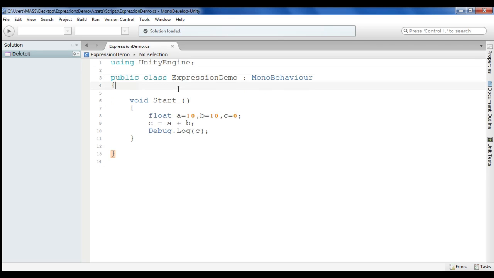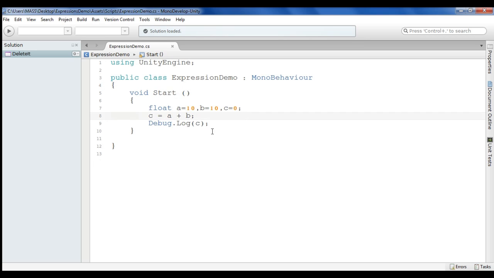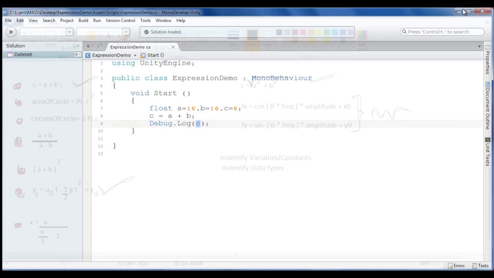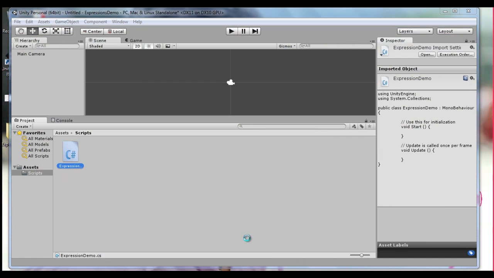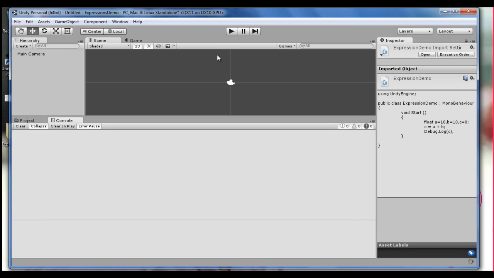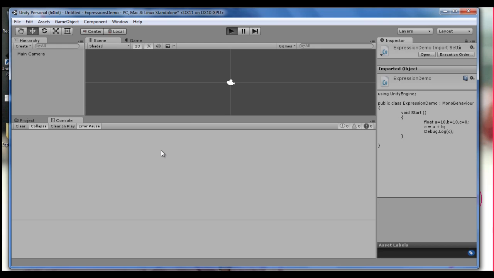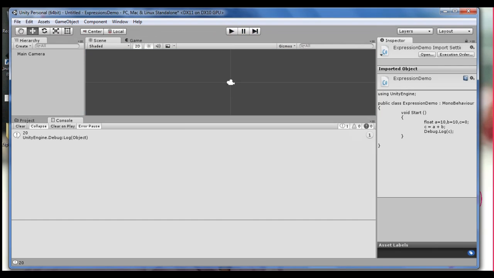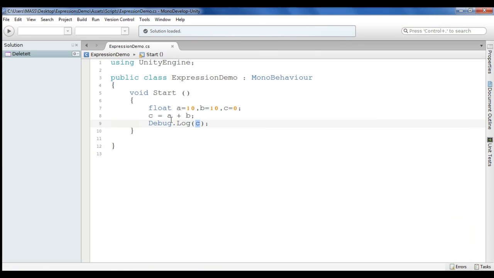Okay, let us save and check out now whether we get the result as 20 or not. Okay, let's come back. Okay, we don't have any error, and we got the result 20. That's correct. So this is how you convert.